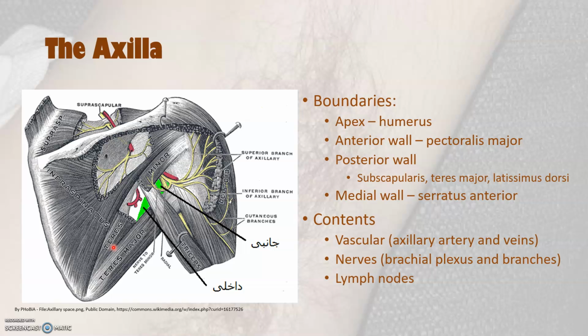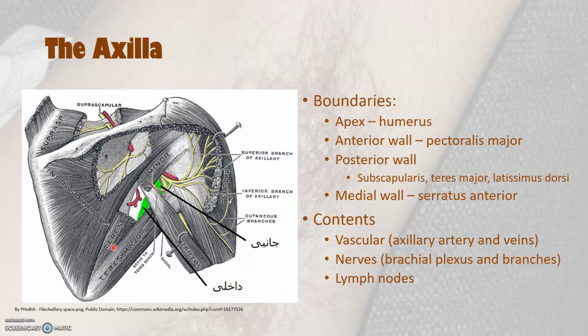The apex of the axilla is the head of the humerus. Its anterior wall is formed by pectoralis major. Its posterior wall is formed by a series of muscles of the upper back, including subscapularis, teres major, and latissimus dorsi. The medial wall is the chest wall, which at this point is covered by serratus anterior.